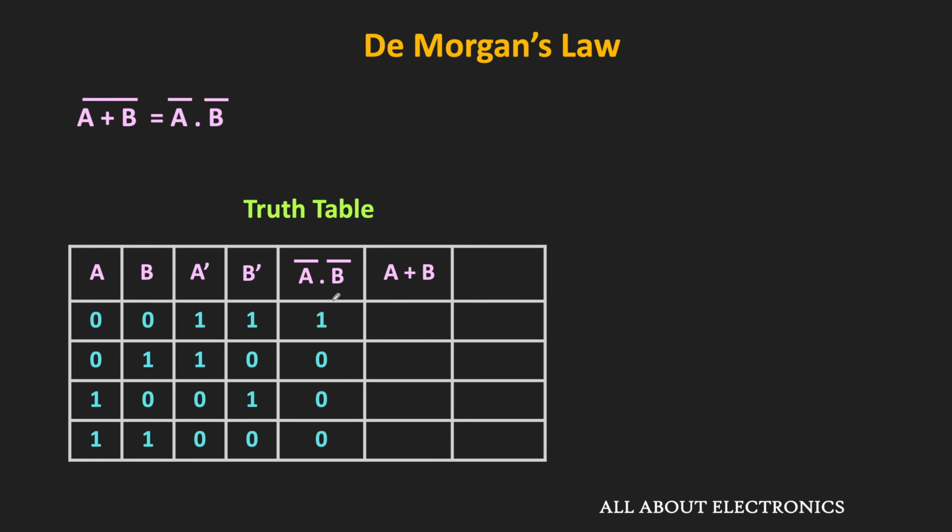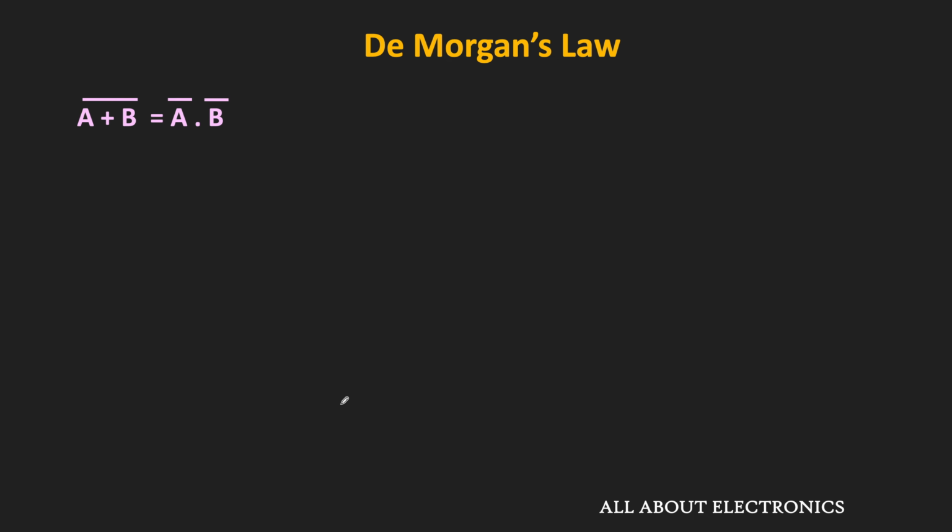Alright, so now let us find this A plus B. So this A plus B is 0 when both inputs A and B are 0. And when any of them is 1, then this A plus B is equal to 1. Now this A plus B whole bar is the complement of this A plus B. So in this way, we also got this A plus B whole bar. And if you see these two columns, then we can say that this A bar dot B bar and this A plus B whole bar are same.